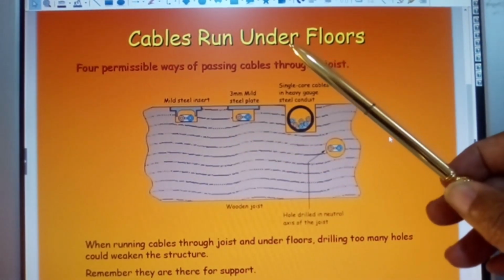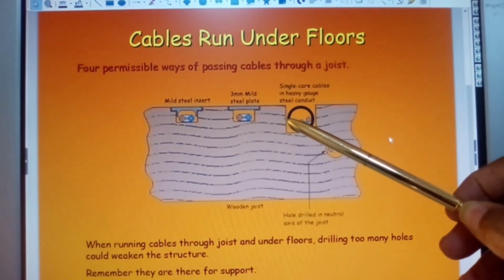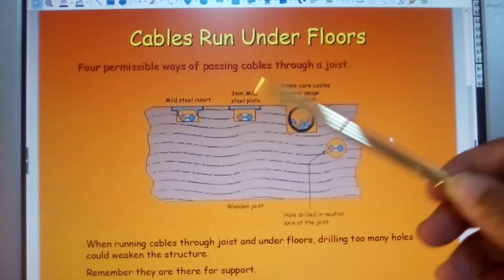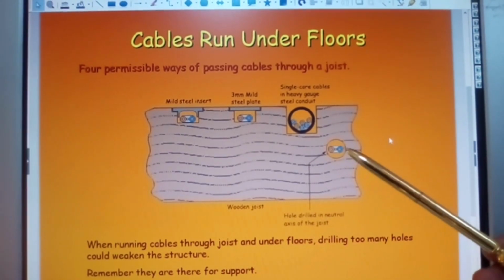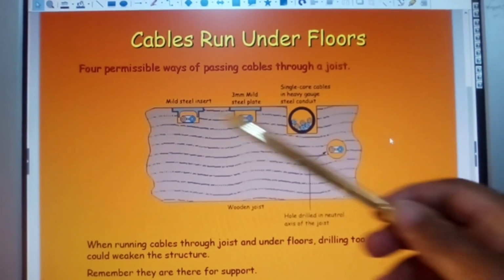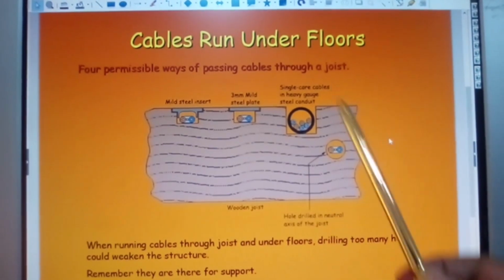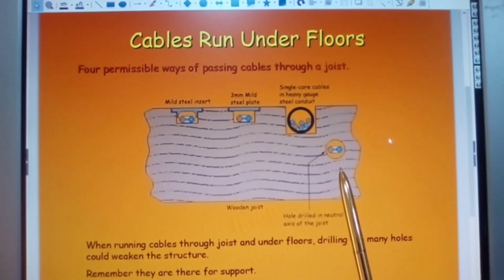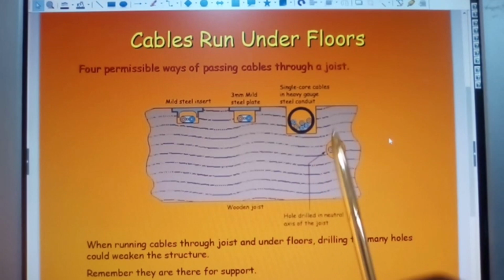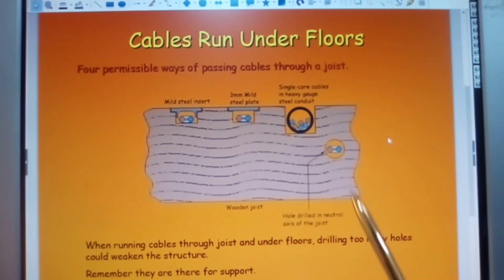These are just showing you how we can pass cables through a joist. Single core cables in heavy gauge steel conduit. Or you can hole drill in the neutral axis of the joist. Normally we go for the holes. We don't go for making a big chunk out of the joist, because you have to be aware that the larger pieces you take out of the joist, the more you're weakening it. Where you have a hole drilled through, I would always recommend you put in an additional piece of support to where you brought your cables through.